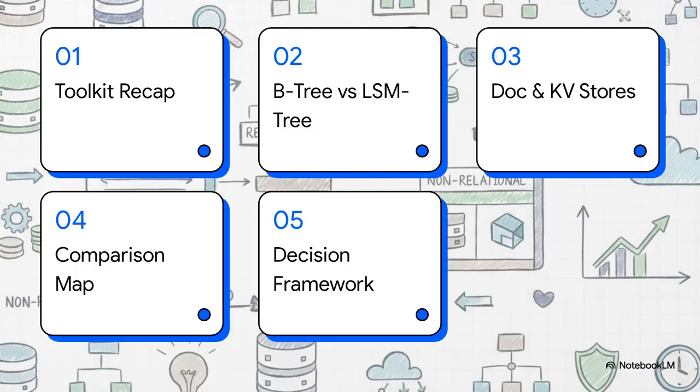Here's our roadmap for making sense of this chaotic landscape and tying together everything we've built. We'll start with a quick recap of our database toolkit, pit B-tree against LSM-Tree engines, and explore document and key value stores. Then we'll map all of this out on a grand comparison table and wrap up with a 5-question framework to guide your next architecture choice.